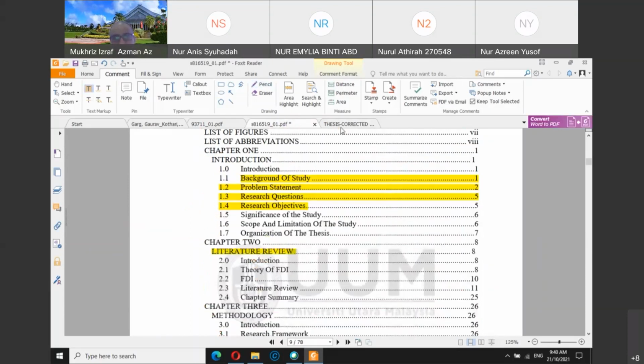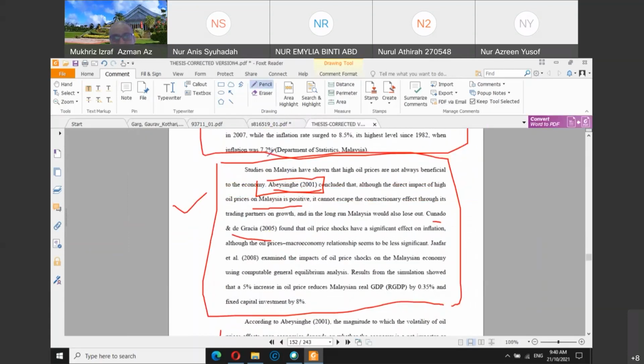Of course you can do that, but that's why in the introduction you don't need to provide too many references. You cannot refer to so many articles, maybe just around 4 or 5 articles that are relevant to your issue, just to provide more weight, pemberat lah, more justification that the issue you are studying at the moment is important.